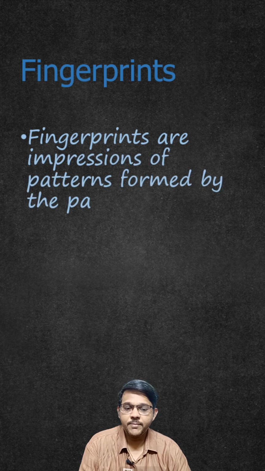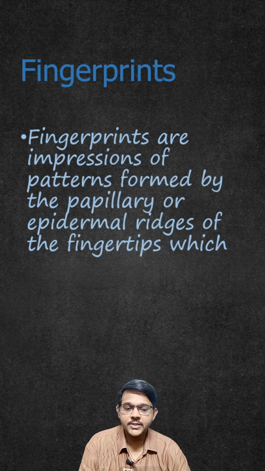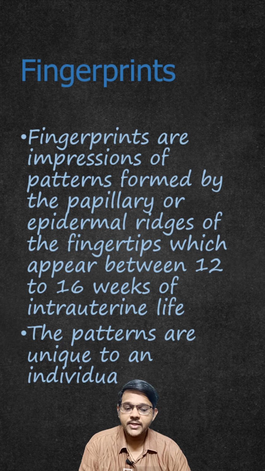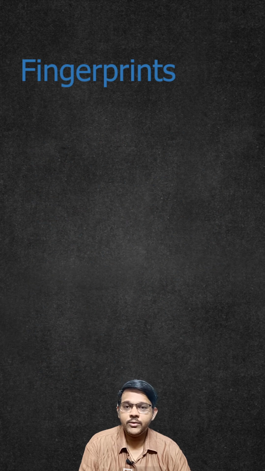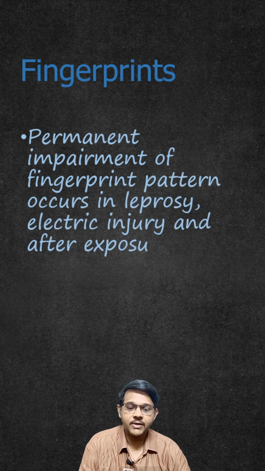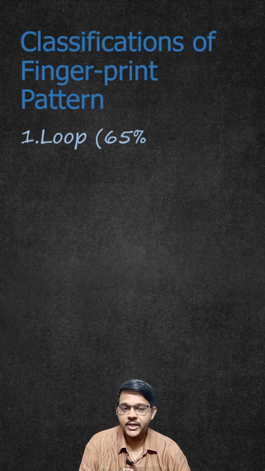Fingerprints are impressions of patterns formed by papillary or epidermal ridges of fingertips, which appear between 12 to 16 weeks of intrauterine life. These patterns are unique to an individual, and no two individuals have the same fingerprints. Permanent impairment of fingerprint patterns occurs only in cases of epilepsy, electric injuries, or exposure to radiations.